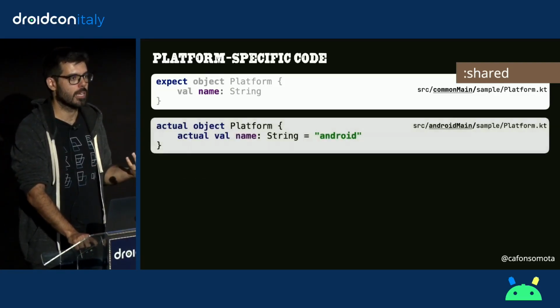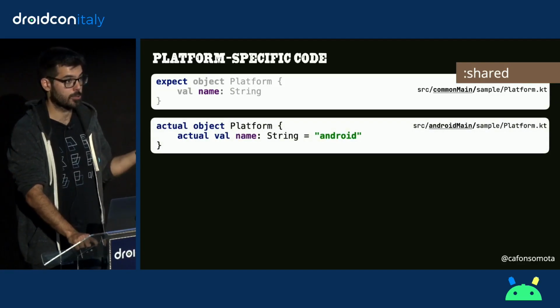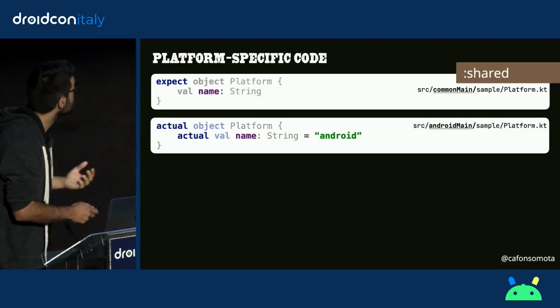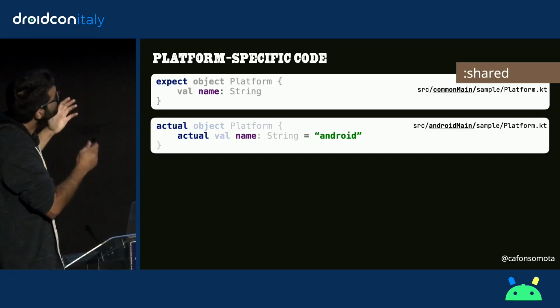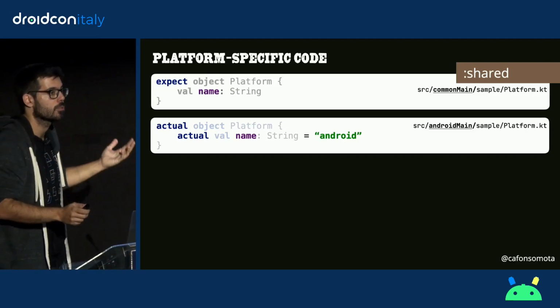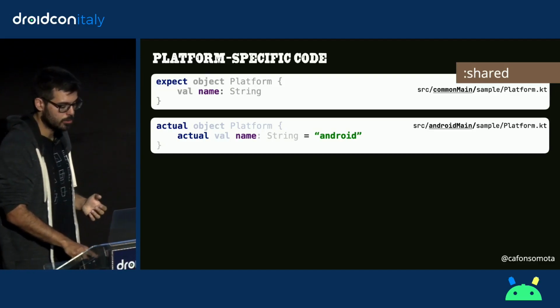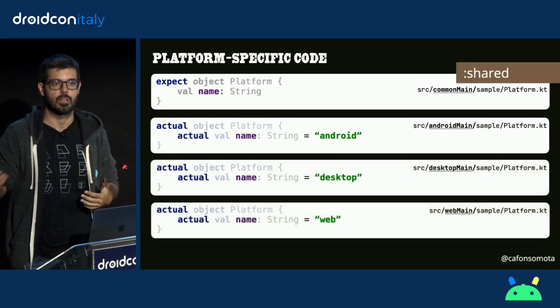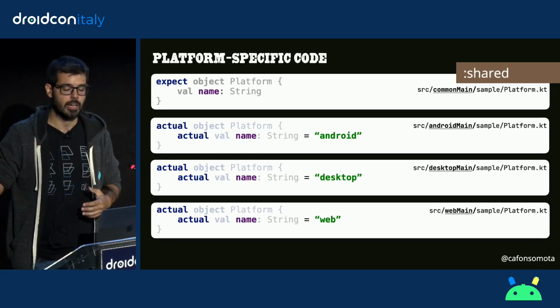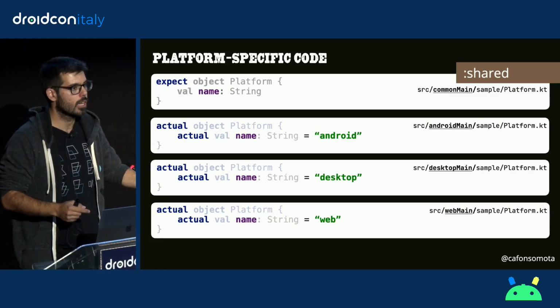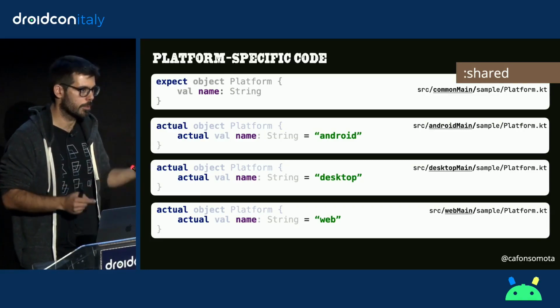So on all of these platforms, I'm going to use the keyword actual to say what name is. In this case, I'm going to say what actual means for Android. So if this application is running on Android, it's going to say Android. And then I'm going to do the exact same thing for all the other platforms. When you compile your code, when you create an IR package, or when you create a framework, none of the other platforms' code will be there.